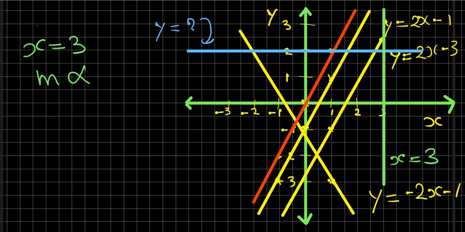Now these are some of the concepts related to straight lines. We considered the slope, we considered the intercept, we considered the concept of parallel lines, we considered the concept of perpendicular lines, and also we considered special lines where m was equal to 0 and m was equal to infinity.